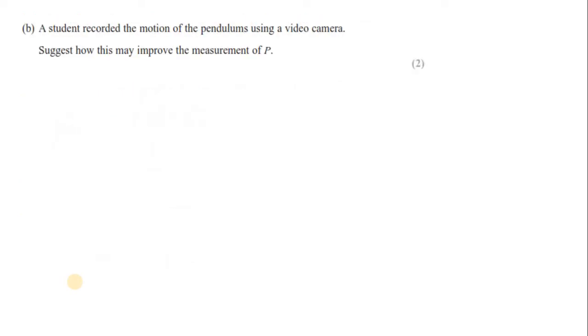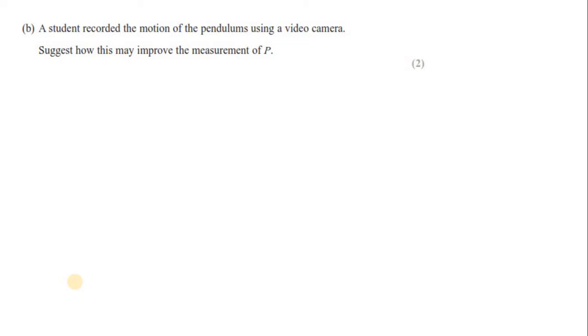A student recorded the motion of the pendulum using a video camera. Suggest how this improved the measurement of P. So again, a typical question of video camera, or video of any investigation. The most important advantage is we can pause whenever we need it. We can slow down to observe the motion or to analyze the movement or whatever we are doing.